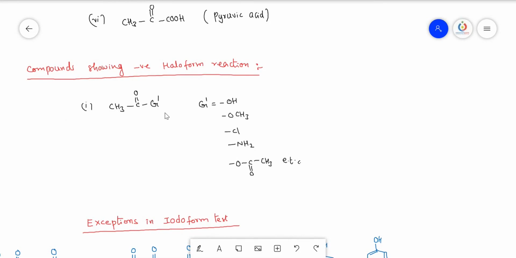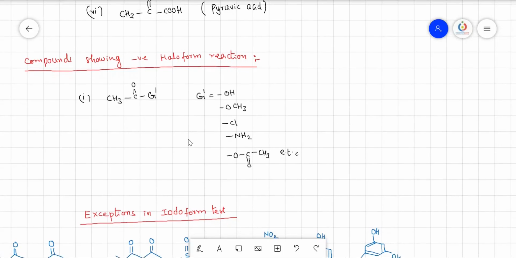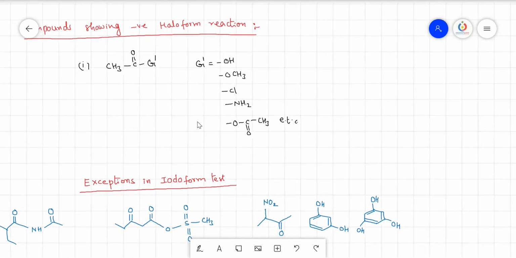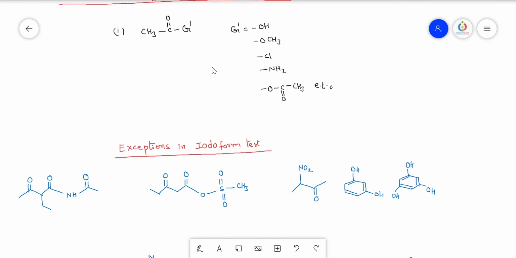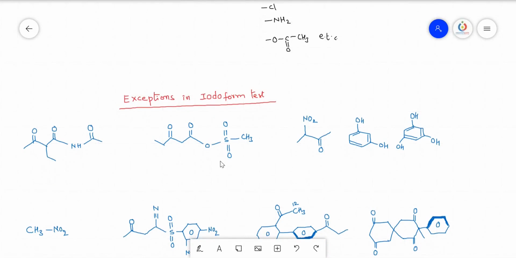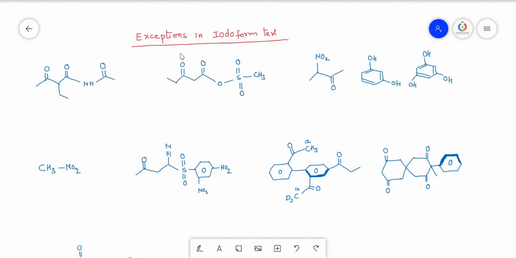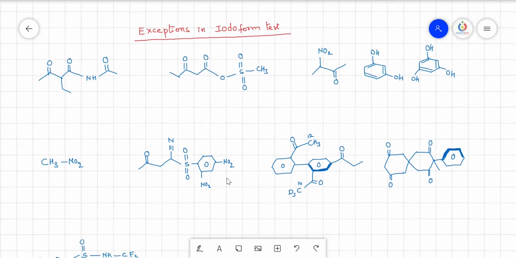And later OCH3, Cl, these are all the molecules which can easily react with the bases, and finally base will not be available in the reaction. So these groups, if attached to the CH3CO group, will not give any positive haloform test. Now let's see the exceptions in iodoform test.